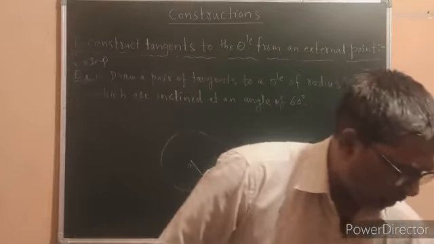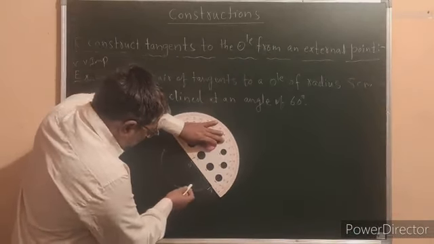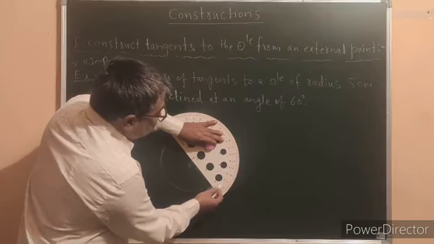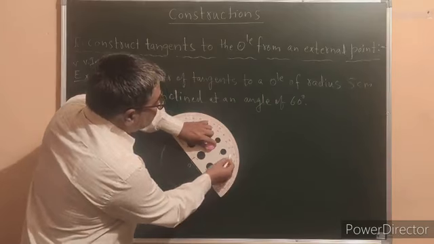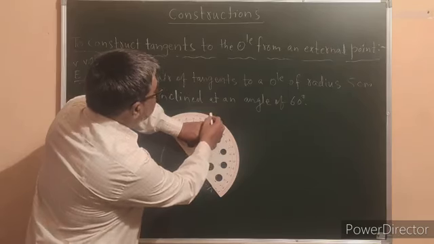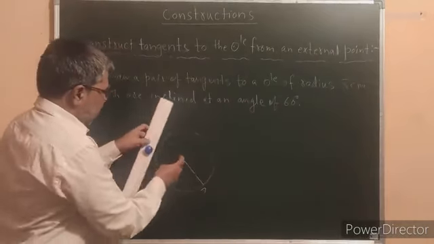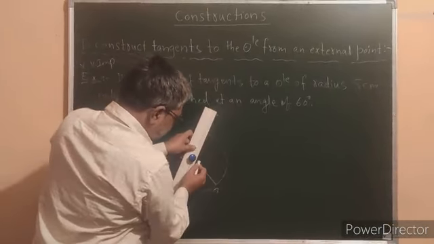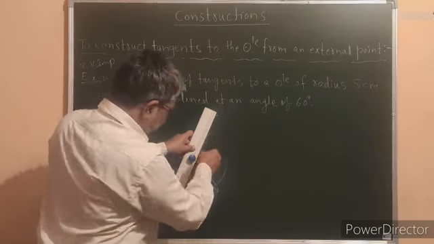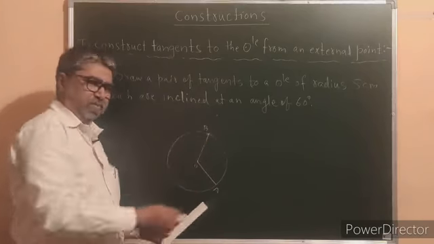Now with the help of protractor at the center of the circle along with OA you have to construct 120 degrees angle. 10, 20, 30, 40, 50, 60, 70, 80, 90, 100, 110, 120. Mark a point and with the help of scale join that point to the center up to the circumference of the circle. Call this point as point B.